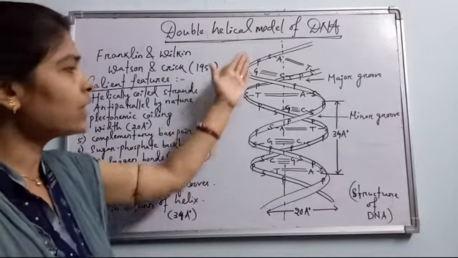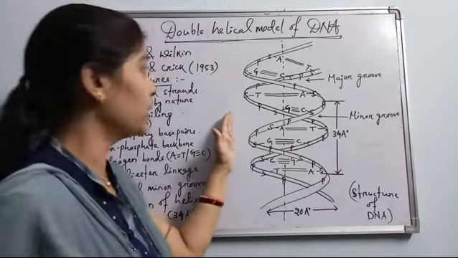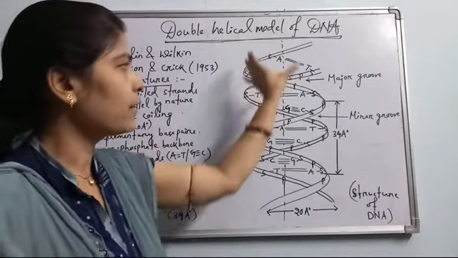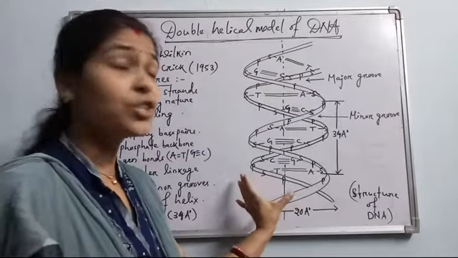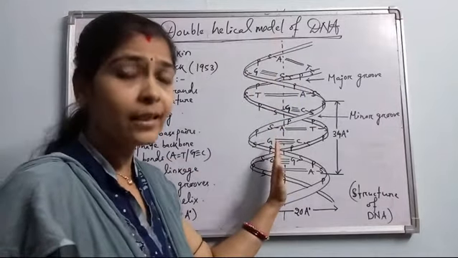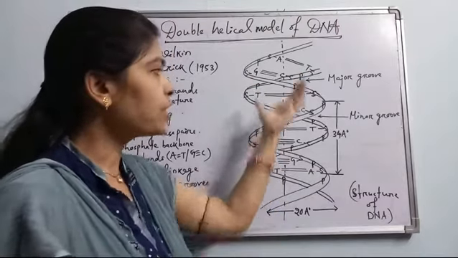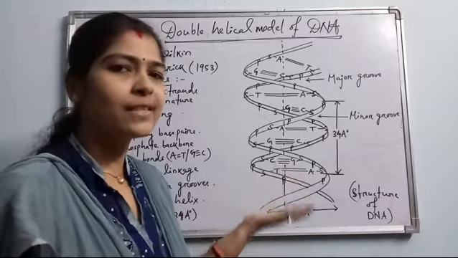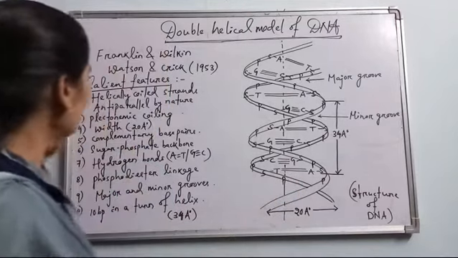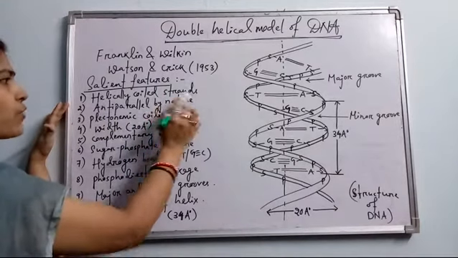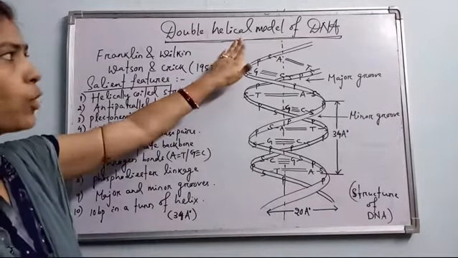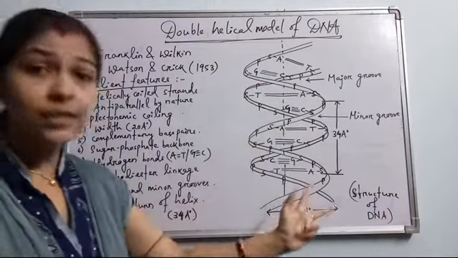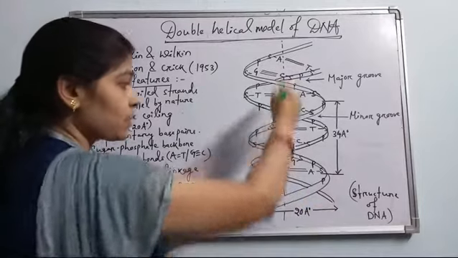See, the double helical structure of DNA, which I have drawn here: the two strands of the double helix are coiled around an imaginary axis. All the salient features that James Watson and Francis Crick proposed, we'll discuss one by one, point wise. First, the helically coiled strands. According to this model, the two strands of DNA are coiled in such a manner around an imaginary axis that they form a double helix structure.